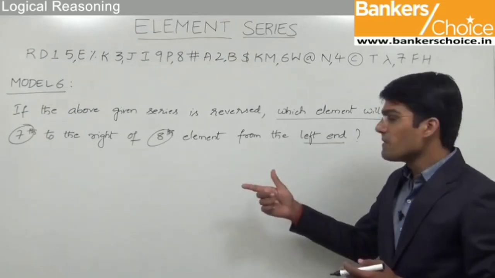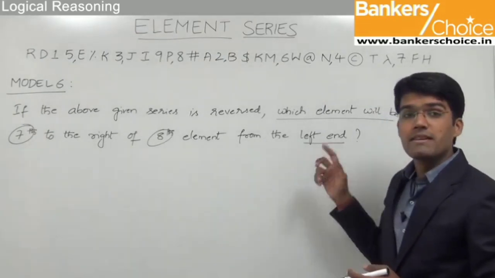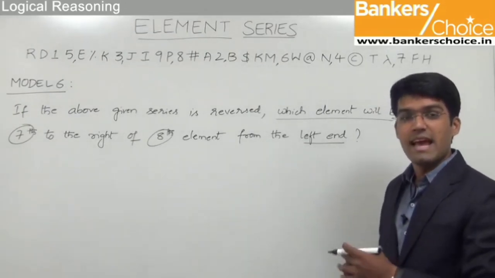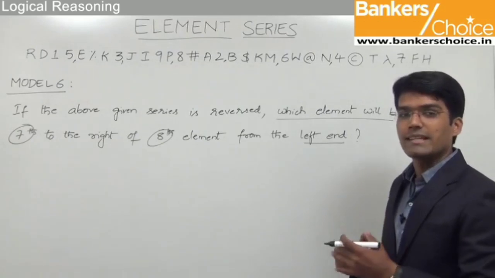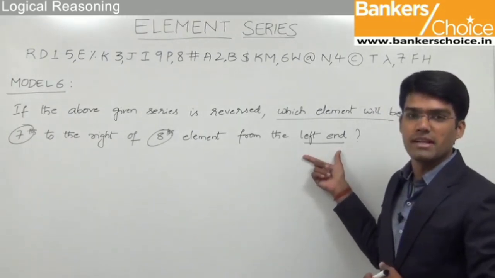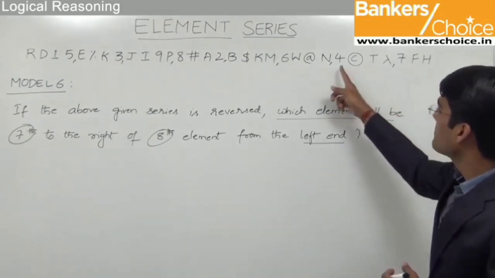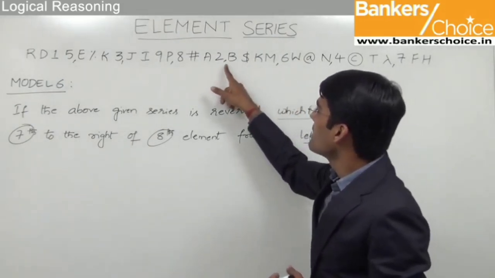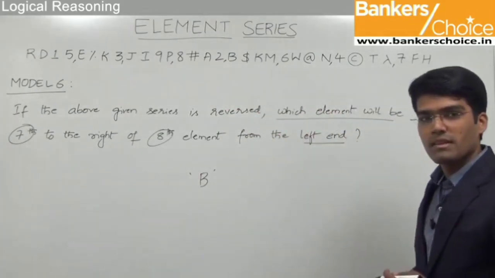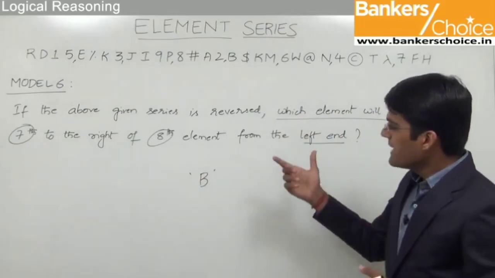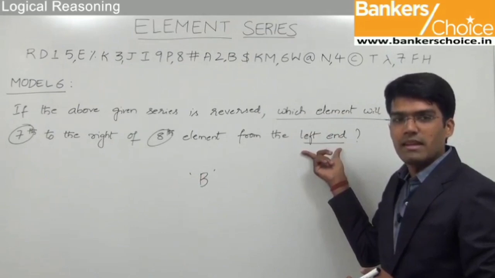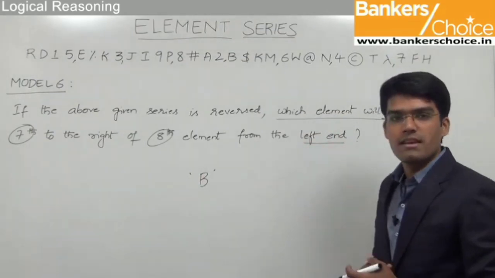So the answer here would be the 15th element from the left end in the reverse series, which is nothing but the 15th element from the right end in the original series, as the series is being reversed. So the correct answer can be taken as the 15th element from the right end instead of taking it from the left end. And that 15th element is going to be 3 plus 4, 7 plus 4, 11 plus 4, 15. So the answer for this question is the element B. So friends, the simple idea here is, find out the correct position and take it from the right end if the question is given from the left end, and take it from the left end if the question says to take it from the right end.